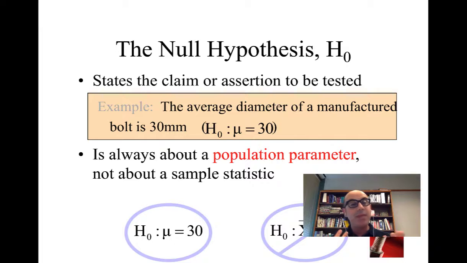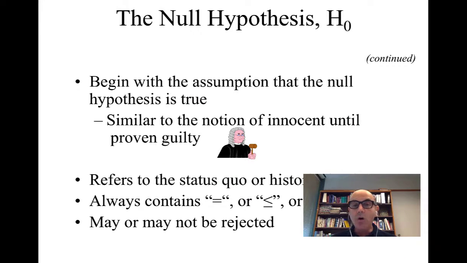So the average, say, of the manufacturer's bulb is 30, and in this case we will say that mu is equal to 30. So it's always about the population and not about the sample. I want to make sure that you understand that it's about the population and not the sample that you are taking. So the null hypothesis, or H0, begins with the assumption that the null hypothesis is true.